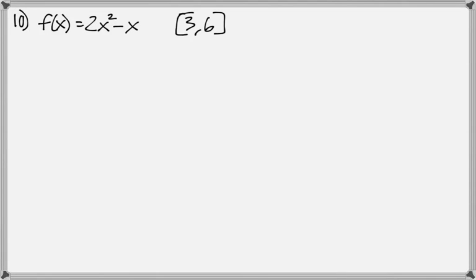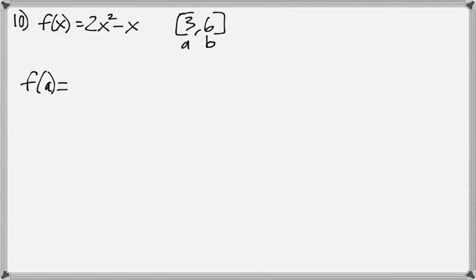Number 10 wants us to find the average rate of change of the function on the given interval. So we found rates of change from a graph. We're using the same formula, but this is with an equation. So my a and b are given here for my interval. I just need to know what f of a is and what f of b is.